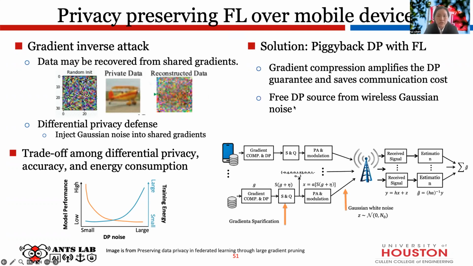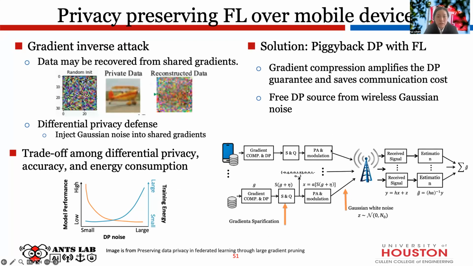Specifically, we can consider using gradient compression schemes. It has actually been proven that gradient compression, such as quantization and sparsification, can amplify the DP guarantees, which means that we can use a much smaller amount of injected noise to provide strong DP protection. And gradient compression can also save communication costs and reduce energy consumption.